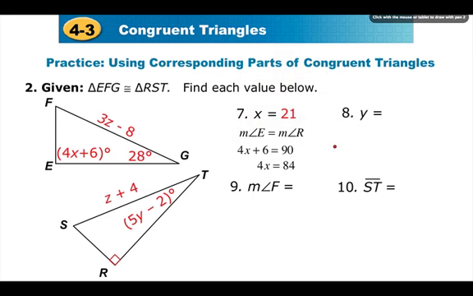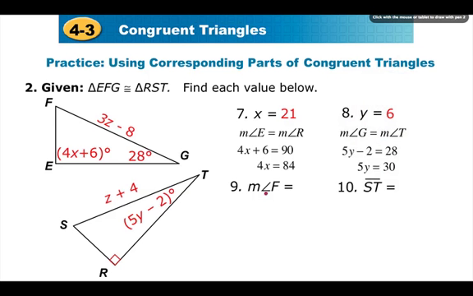To find Y, it's in here. And again, I need to use this fact, that angle G is congruent to angle T, and by definition of congruence is also equal. So then I set up this equation: 5y minus 2 equals 28. Then from here, I'm just basically going to solve for y. Add 2, and then divide both sides by 5, and that's how I end up with 6.